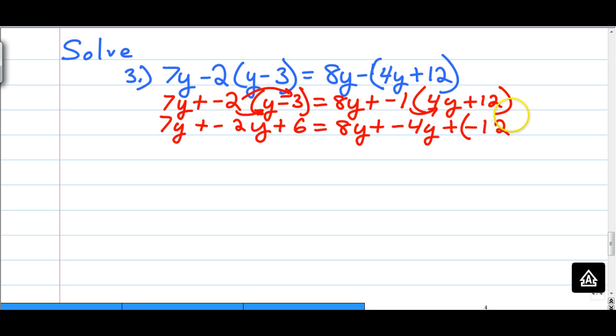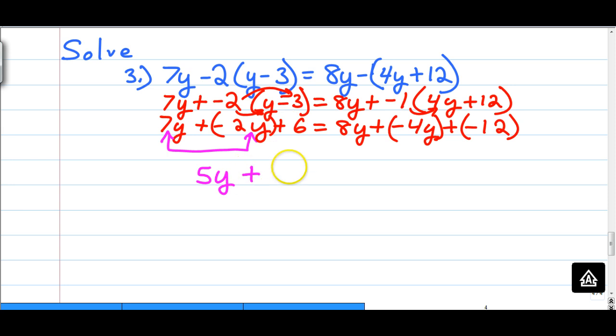I can put parentheses around these negatives just so that it makes it a little bit easier to see them. I can see that the negatives are held to those terms. Next, to simplify, I want to go through and combine any like terms. Let's start on the left side. On the left side, my like terms are the 7y and the negative 2y. So I'm going to combine these two. They're opposite, so I'm going to subtract. So 7 minus 2 gives me a positive 5y.